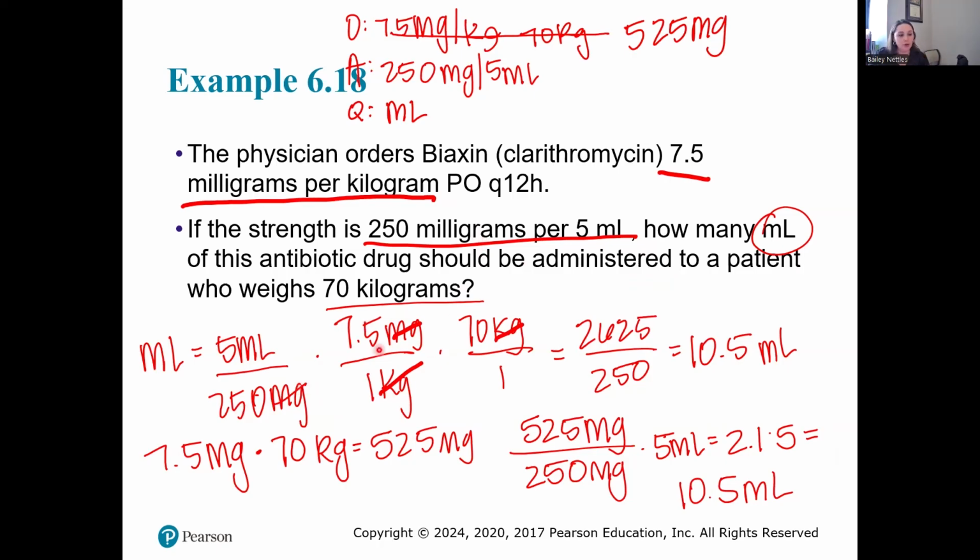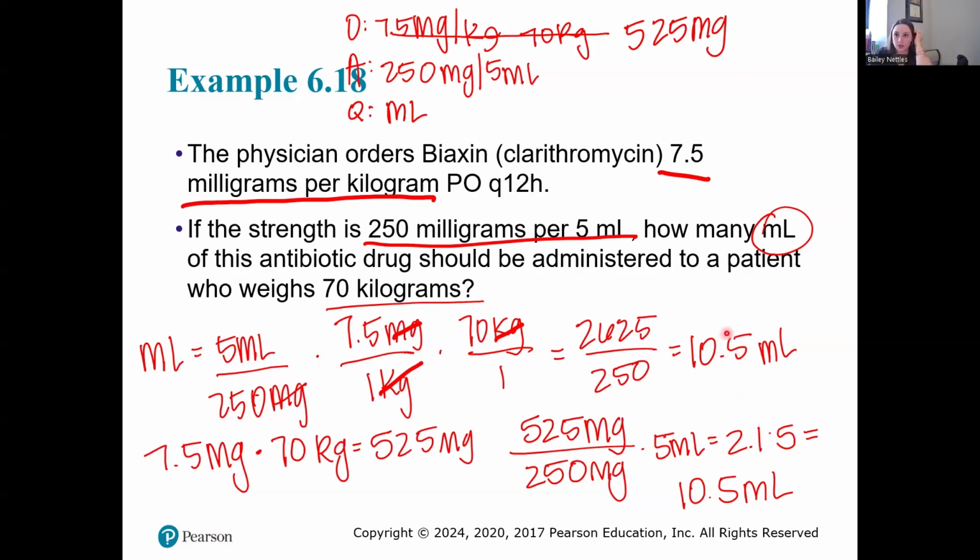Okay, so my milligrams cross out, but now I'm left with this kilogram. I've got to get rid of it. So I plug in my weight, my 70 kilograms over 1. So now my kilograms cross out and I'm left with 5 milliliters. I've used every number up there that I need to. I'm done. 5 times 7.5 times 70 is 2625. 250 times 1 is 250. Divide, and I get 10.5 milliliters.